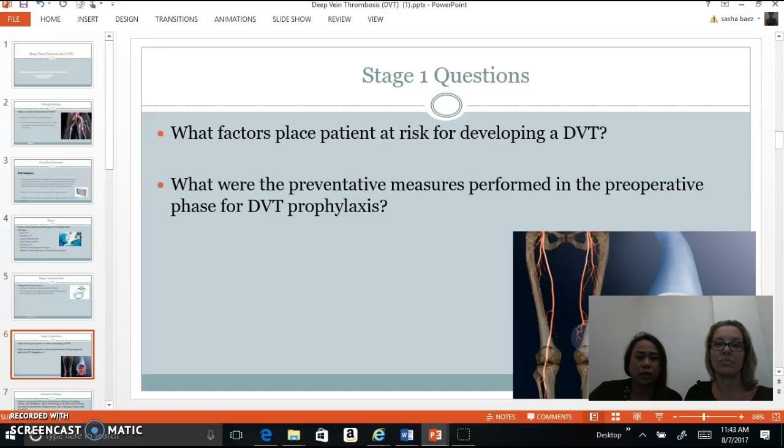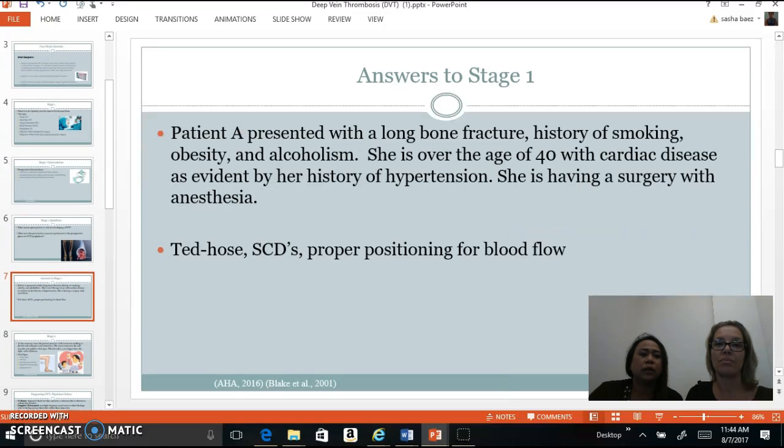The question for stage 1: what factors place the patient at risk for developing DVT, and what were the preventative measures to perform in the preoperative phase for DVT prophylaxis? The answer for stage 1 is that patient A presents with long bone fractures, a history of smoking, obesity, alcoholism, and cardiac disease. As evident by her history of hypertension, she is having surgery with anesthesia. The TED hose and SCD and proper positioning for blood flow are to prevent the DVT.